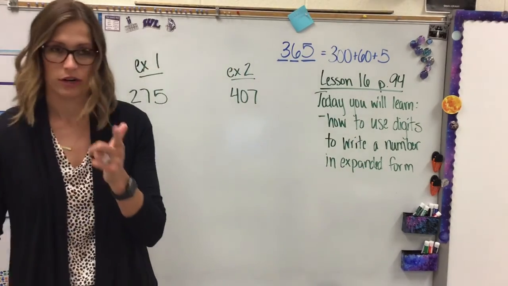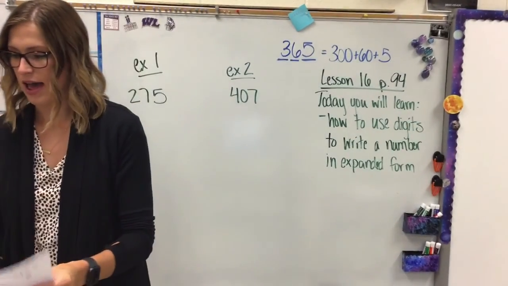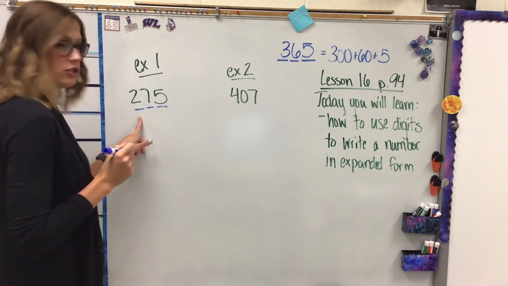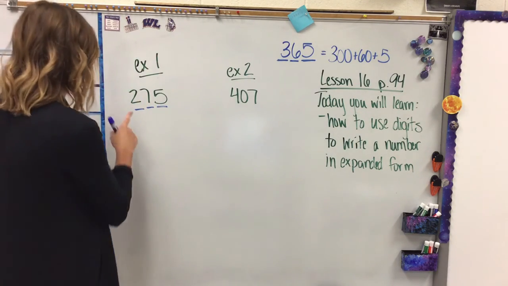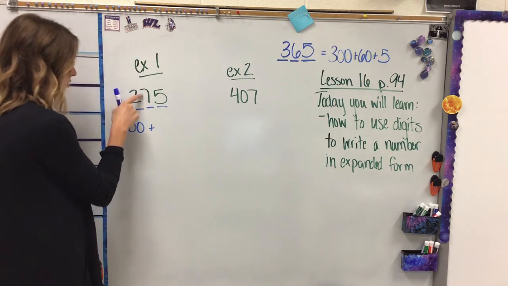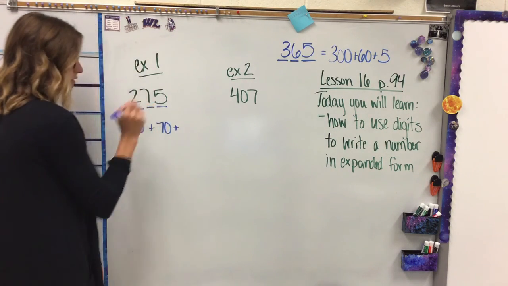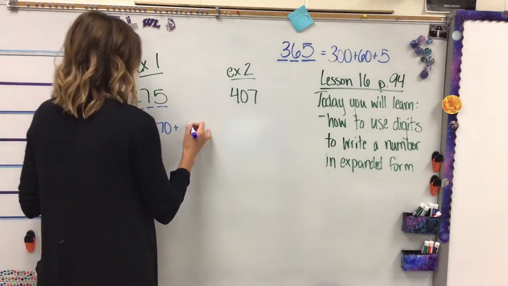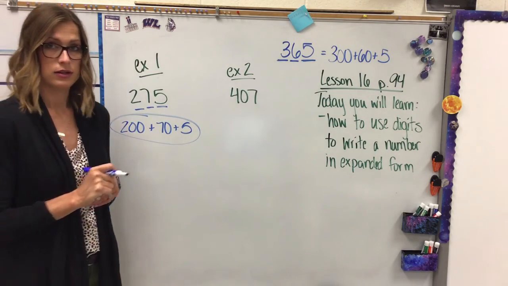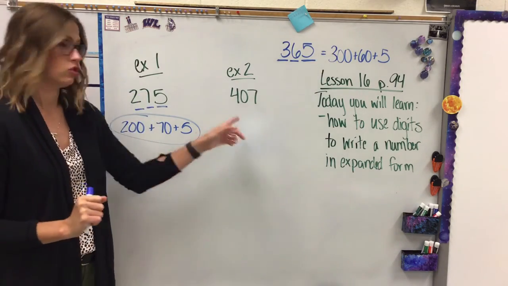All right, your turn. Let's look at example 1. Let's do that same thing for 275. Write it in expanded form. So, we'll start with our hundreds digit. Which digit's in the hundreds place? The 2. So 200 plus the 7's in the tens place, so that's worth 70. Plus our last digit, the 5, is just worth 5. So we get 200 plus 70 plus 5. Let's do the same thing with 407.